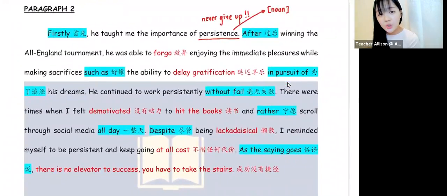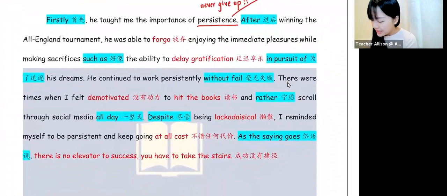delay gratification. Delay means you don't make yourself happy so quickly. For example, if right now you are craving chocolate, I want to eat it now. No, you wait for a while. You wait for 1 hour, you wait for another 2 hours, only then you eat. You delay the happiness, you delay the satisfaction in pursuit of his dreams. In order to chase his dream, he continued to work persistently without fail. Meaning what, guys? He was super duper persistent. He has this amazing trait of perseverance, 非常的坚持.